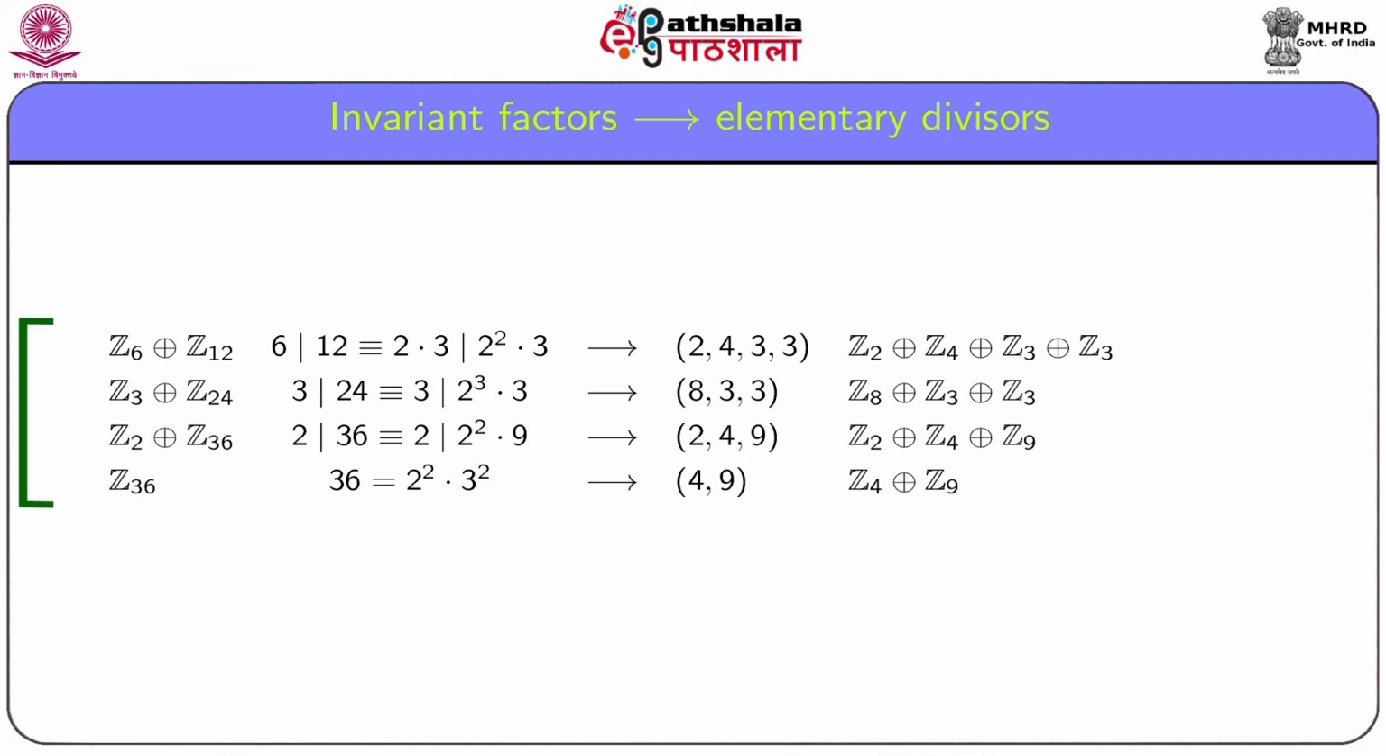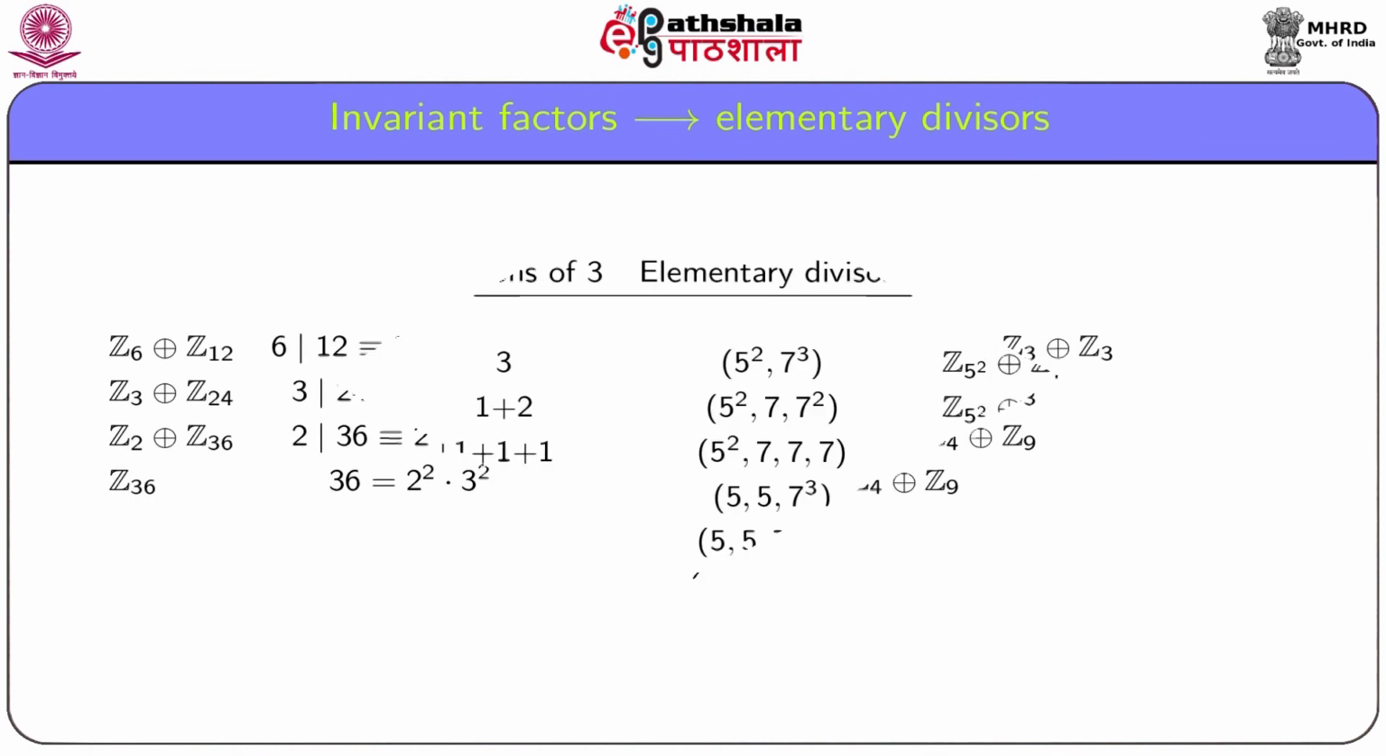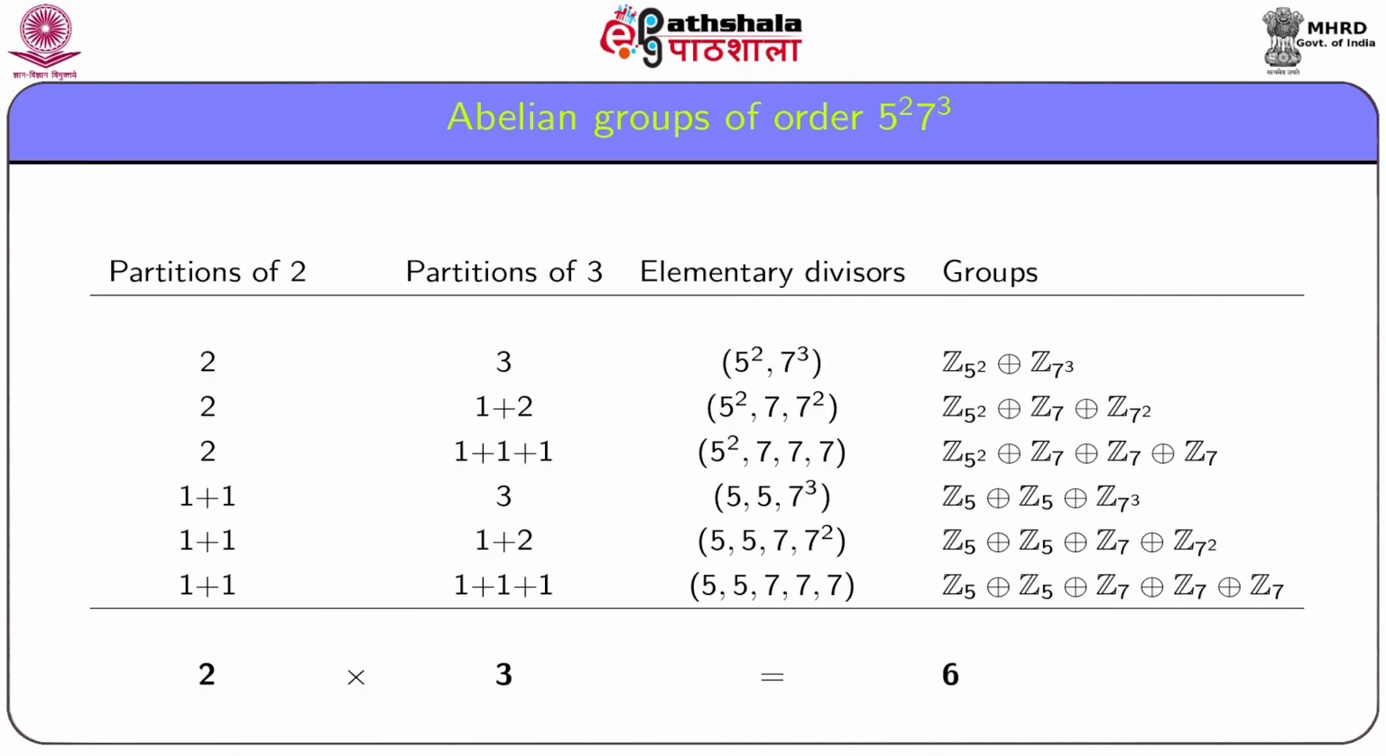In case of Z36, 36 has the unique factorization as 2 square into 3 square. So, 2 square will give us the elementary divisor corresponding to the two primary component, whereas 9, that is 3 square, is the elementary divisor corresponding to the three primary component. Thus, 4, 9 are the elementary divisors of Z36. I will conclude this module with this example.